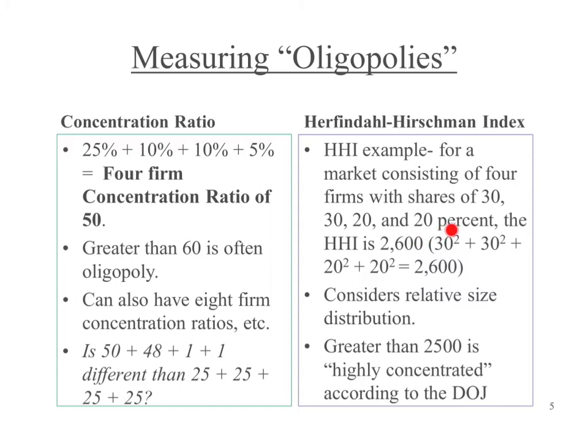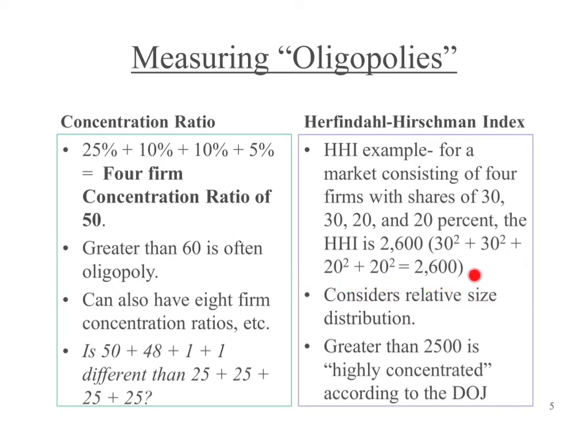So let's say that there were four firms in this market: 30, 30, 20, and 20%, okay? What we would do is square each of these. 30 squared plus 30 squared plus 20 squared plus 20 squared, and we would get a number of 2,600. If we had a monopoly and we were trying to do an HHI, one firm has 100% of the market, and that would be 100 squared. The greatest HHI that you could have would be 10,000. Okay, if you had two firms with 50% of the market each, 50 squared plus 50 squared.